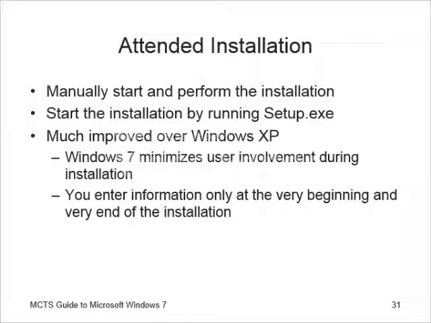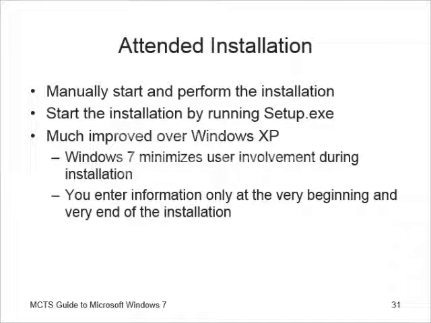There are two classes of installations that we can perform with Windows 7: attended installation and unattended installation. The most basic and classic one is the attended installation, that requires that the user manually start and perform the installation by running the setup.exe. Remember, as I said before, you can run the setup.exe by performing a DVD-based installation or performing a distribution share installation. For a single PC, the simplest method is to boot from the Windows 7 DVD, which automatically runs the setup.exe for you.